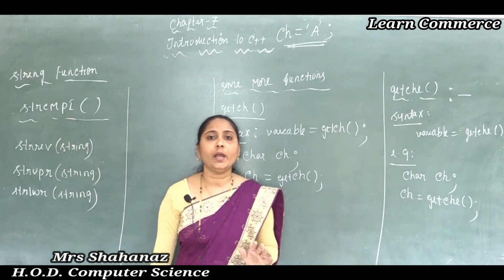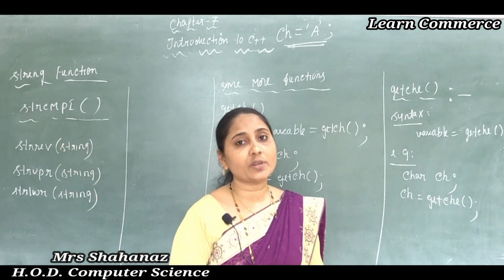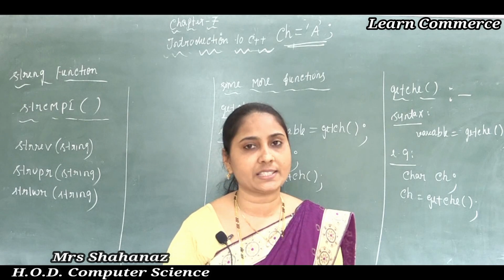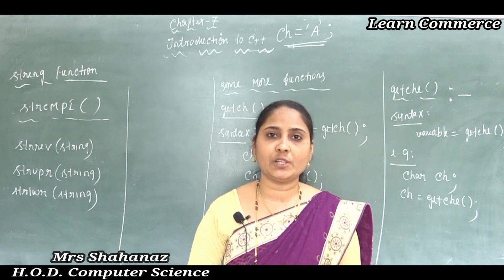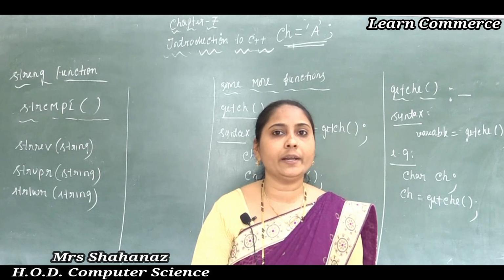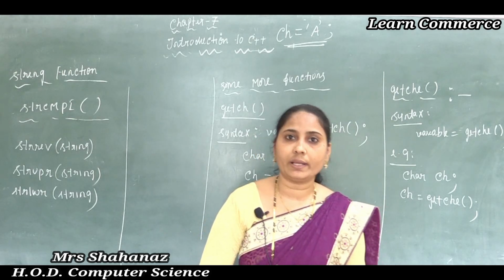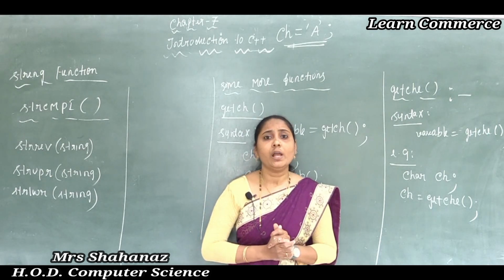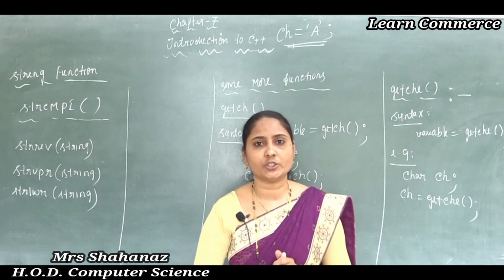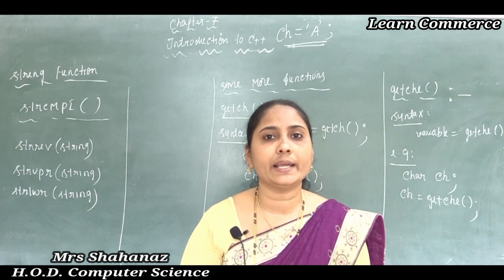Note that the first function name is strcmp. I already explained the difference. That means if both strings are equal, it returns 0. If string 1 is greater than string 2, it returns a positive value. If string 1 is less than string 2, then it is going to return a negative value.